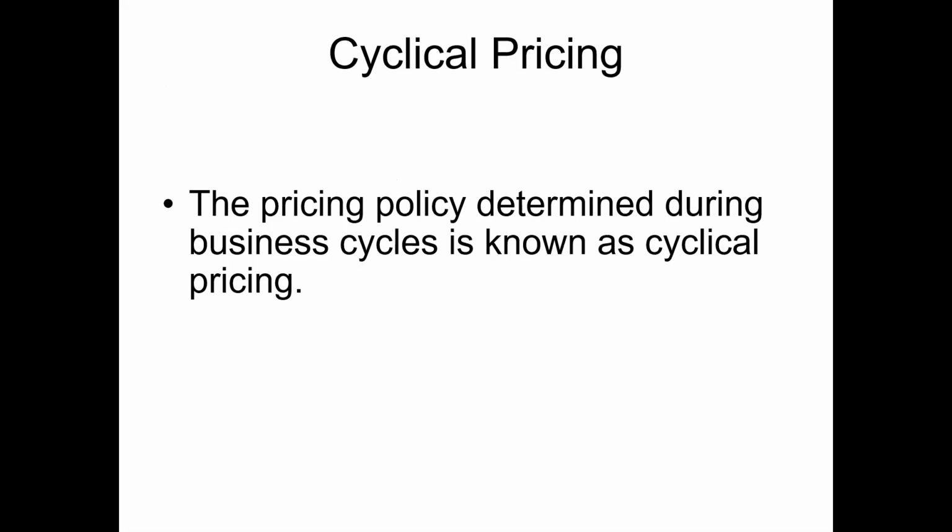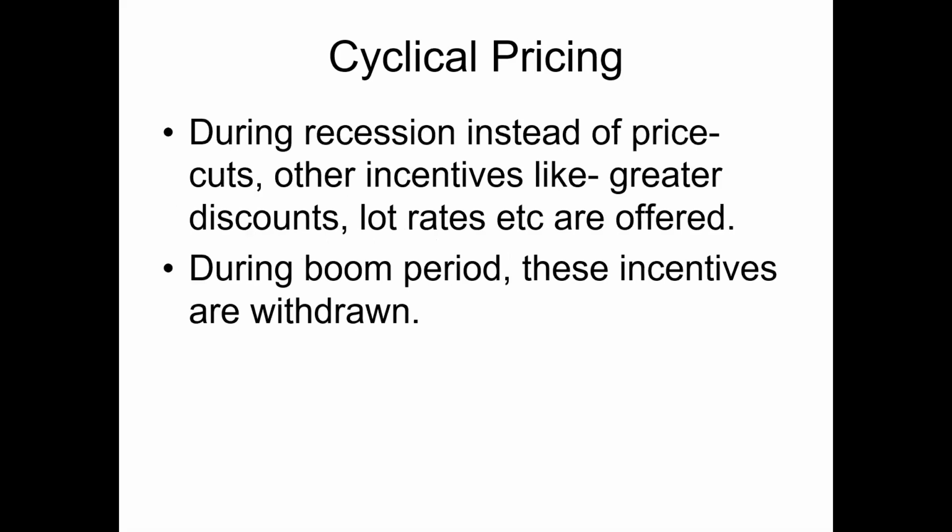Okay. Now cyclical pricing. The pricing policy determined during business cycles is known as cyclical pricing. In other words, prices change because of demand, competition, and cost push. So prices are slashed during recession and pegged up during a demand pull. So this is how the fashion of the day is, to fit the horses to the courses, right? During the recession, instead of price cuts, other incentives like greater discounts, low rates, etc. are offered. And during boom periods, these incentives are of course withdrawn. So this is how cyclical pricing is decided.